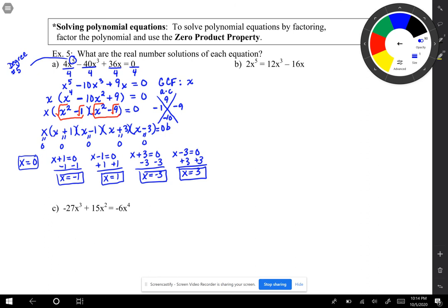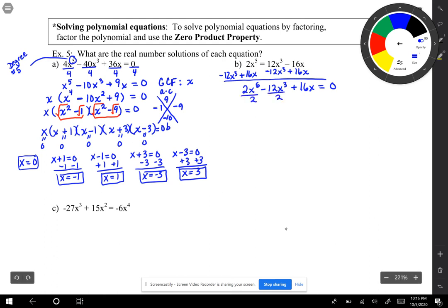Okay, we'll do example 2. You can't use ZPP until you get everything all on one side. So let's move both of these to the left side, and let's put them in standard form, so biggest exponent to smallest exponent. You can divide everything by 2. So we have x to the 5th minus 6x to the 3rd plus 8x equals 0.